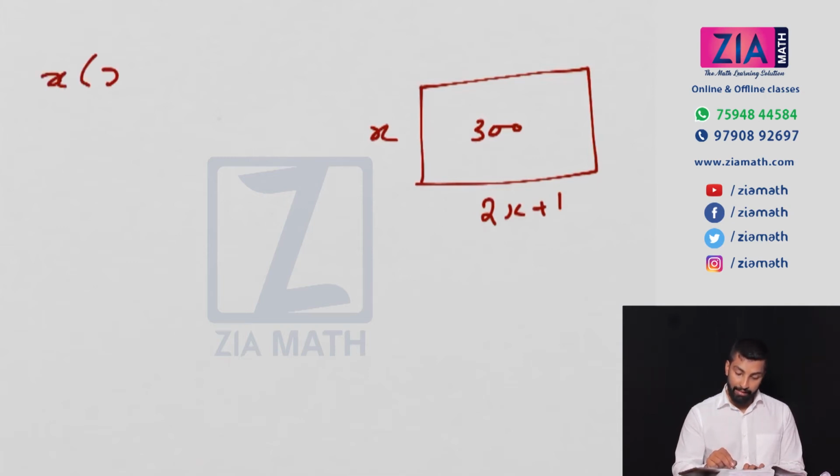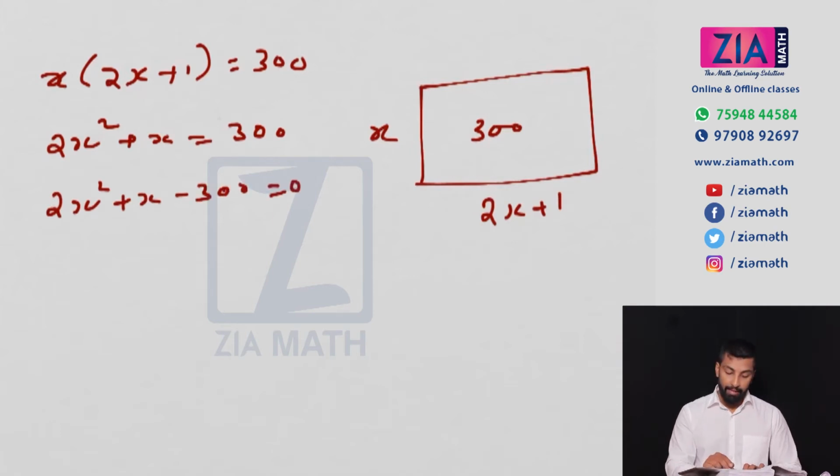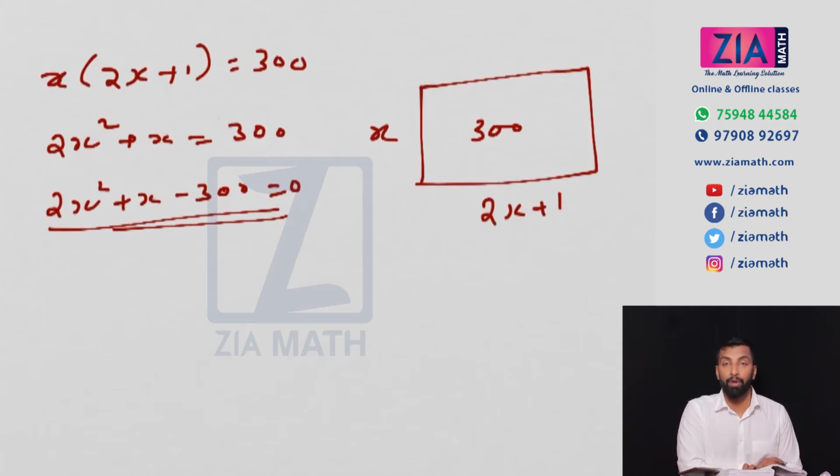That is basically x into 2x plus 1 is equal to 300. That is nothing but 2x square plus x is equal to 300. When you take 300 to the left side, 2x square plus x minus 300 is equal to 0. This is a quadratic equation of the form ax square plus bx plus c is equal to 0. We can split the middle term and find the answer. So how will you split the middle term here?